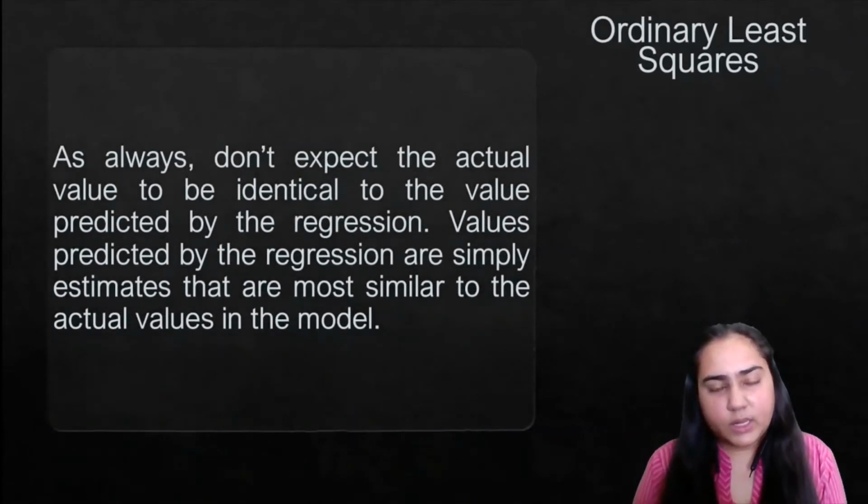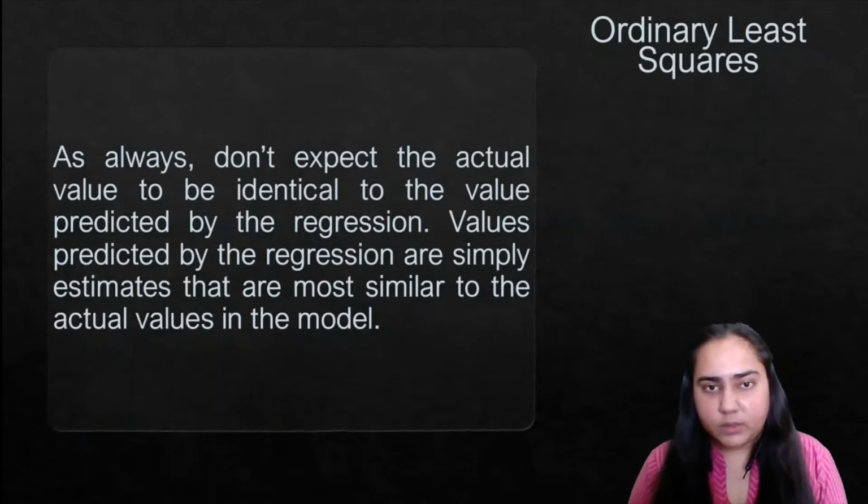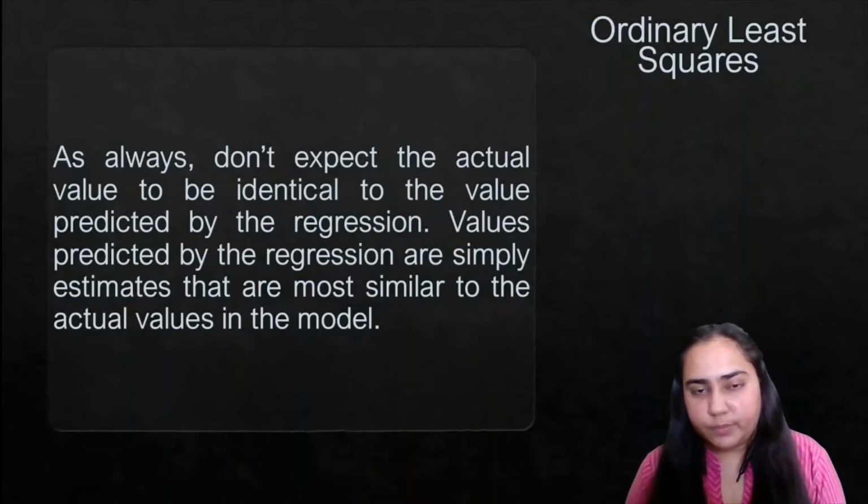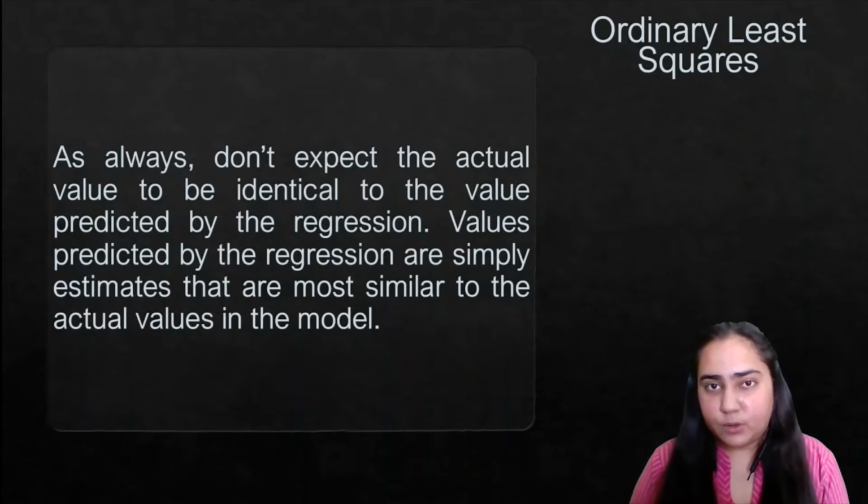But you should, as always, expect that the actual values are not going to be identical to the values predicted by the regression line. This is because values predicted by the regression line are simply estimates that are similar to the actual values in the model. You cannot really expect your model to give you the exact value. It would, however, give you a close approximate value.